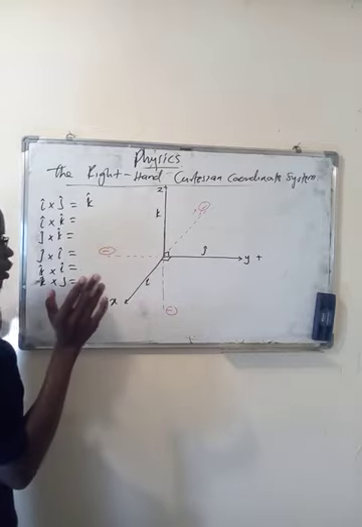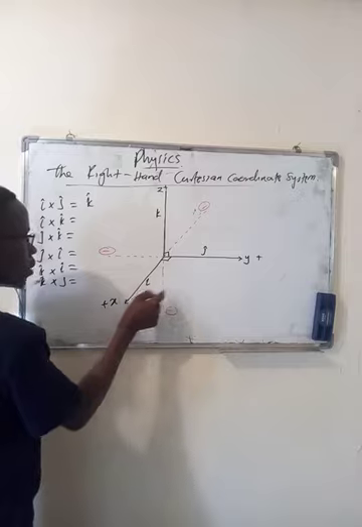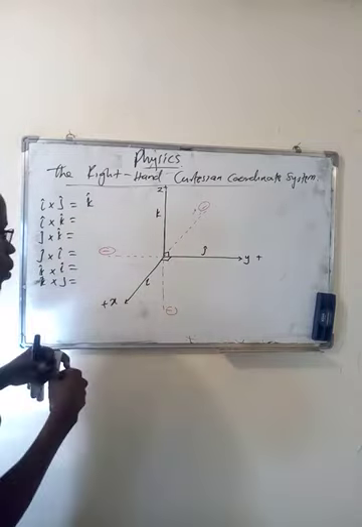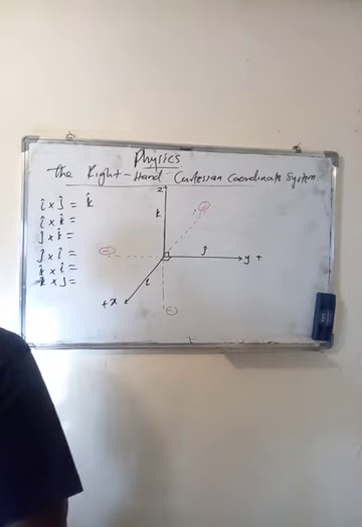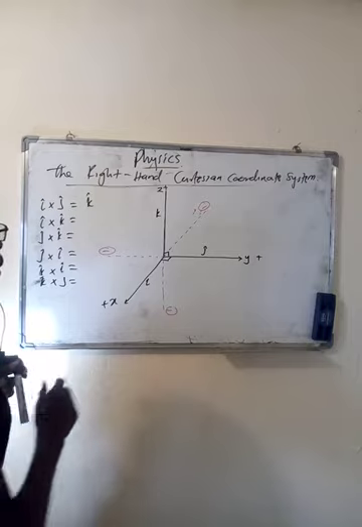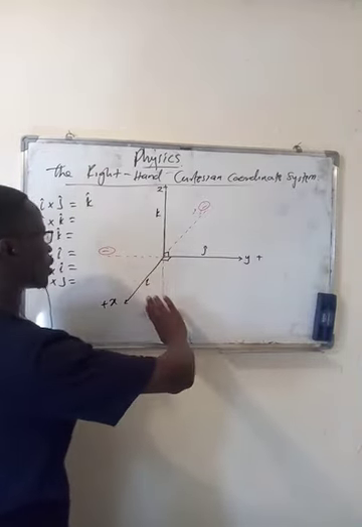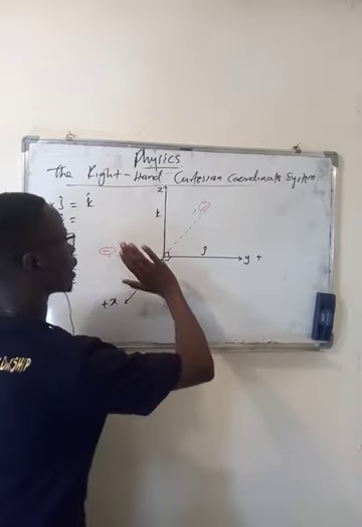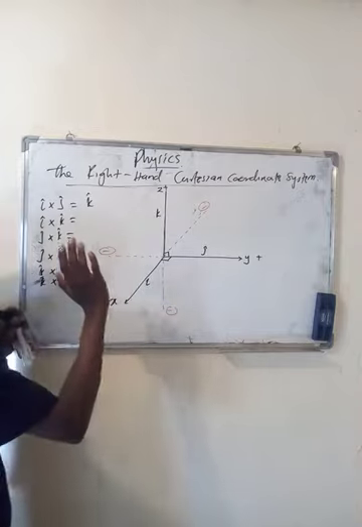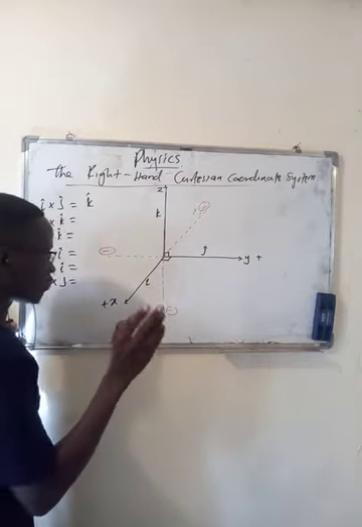So I want you to get that clearly. I curl my fingers from the first vector to the second vector, and then the thumb points in the direction of the product. Then the next one is i by k. Again, I curl my fingers from the first vector to the second vector. I know this may be a bit tedious for you to master, but it's very simple.